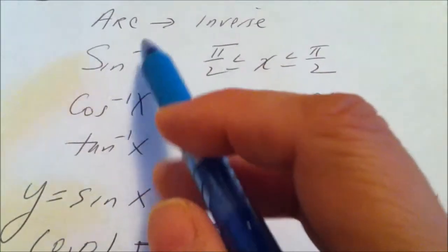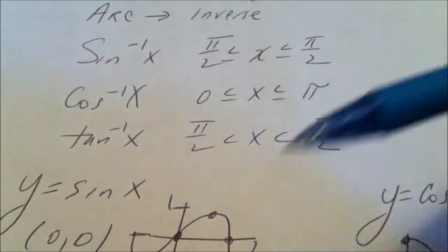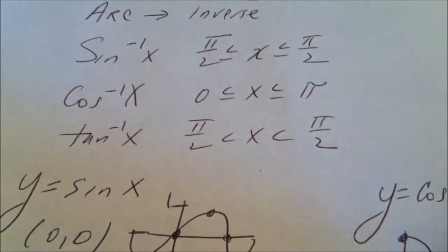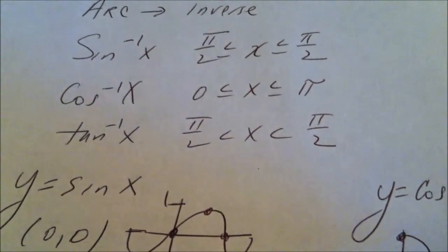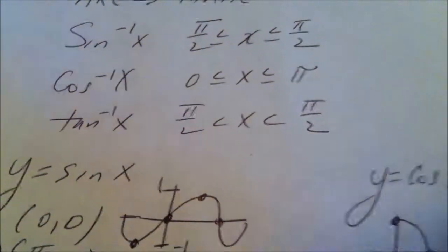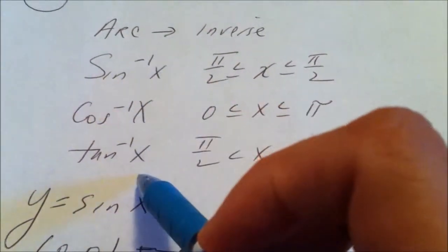Remember that arc just means inverse, so they can write it either way. Arc means the angle whose, that's what's coming out, and y equals sine^-1 of x, that y means the same as what's coming out of it. Now, what is our x for our inverses?